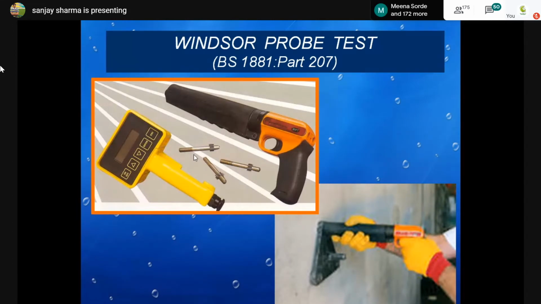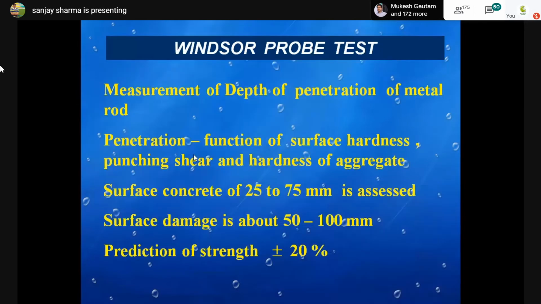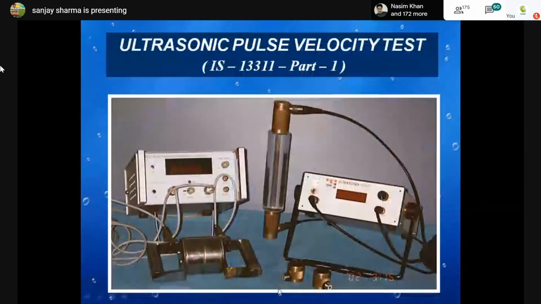The only thing is, it is not a fully non-destructive test. The cover concrete gets damaged, but it is a very small, say 20 mm, hole which can be filled afterwards. So the measurement is the depth of penetration, in surface concrete up to 75 mm. The prediction of strength is again plus minus 20%.